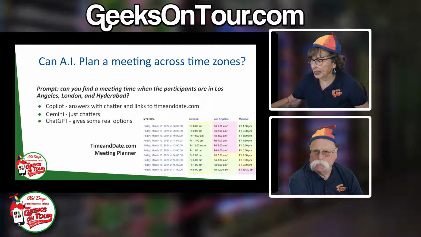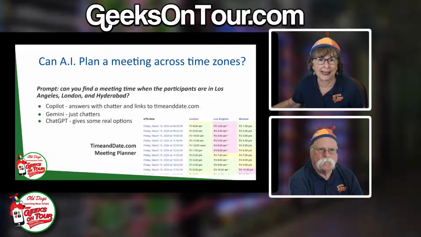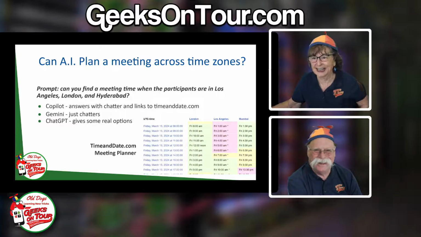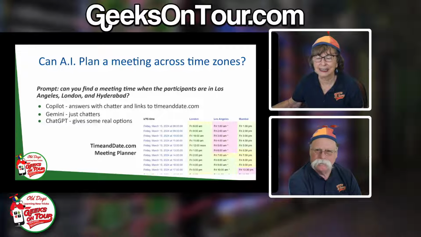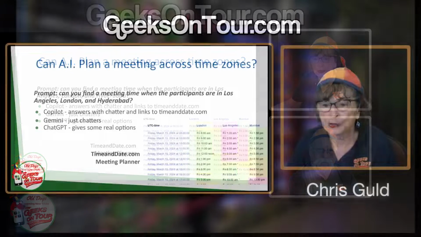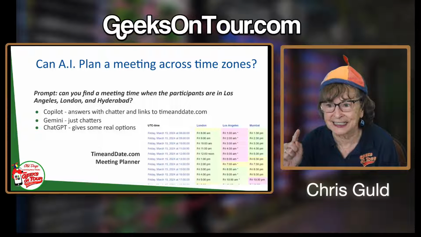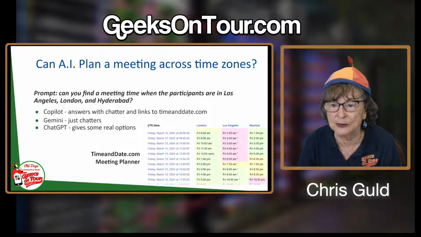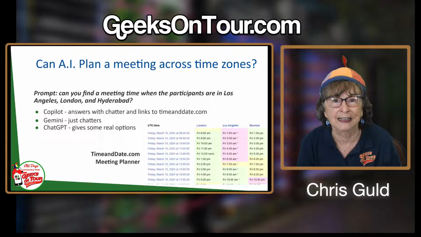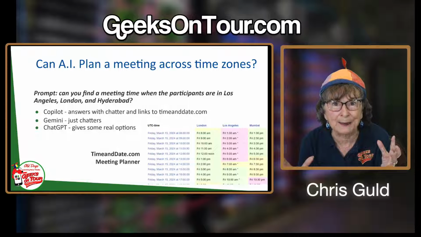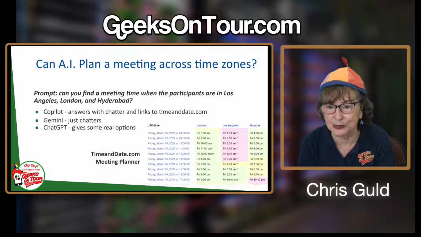I think this is my last tip. How about AI? What did I say? The topic du jour, AI. Can AI plan a meeting across time zones? So let's say that I have 3 people. One is in Los Angeles, one is in London, one is in Hyderabad, India, and they need to have a meeting. What time can I possibly choose?